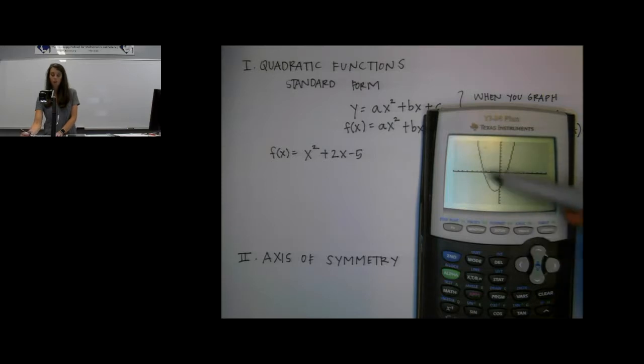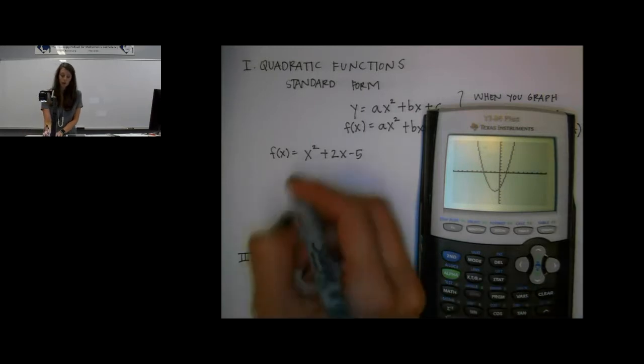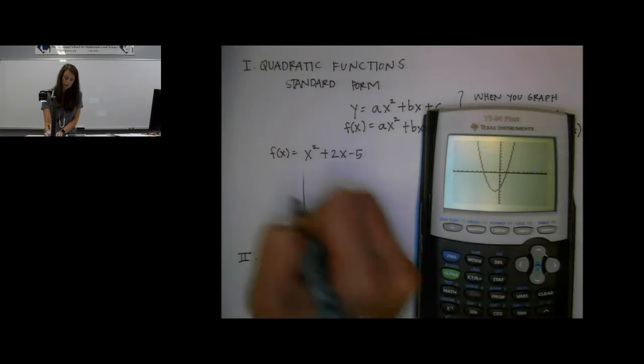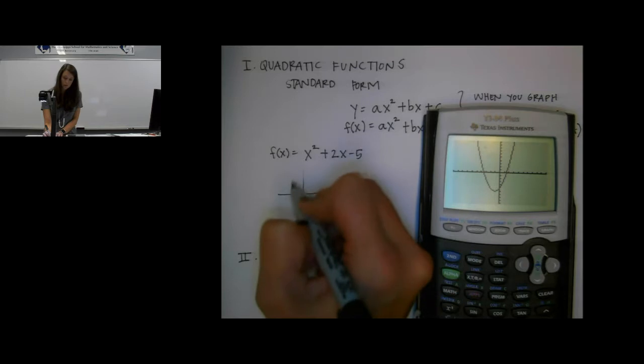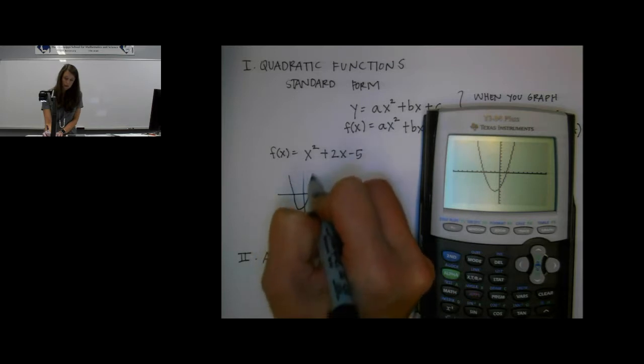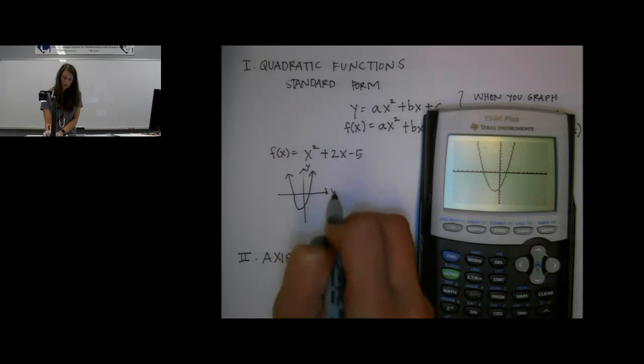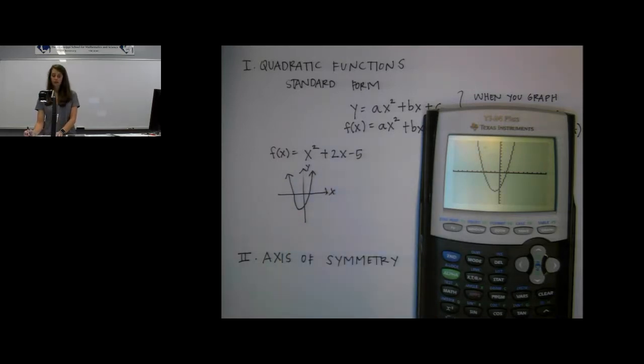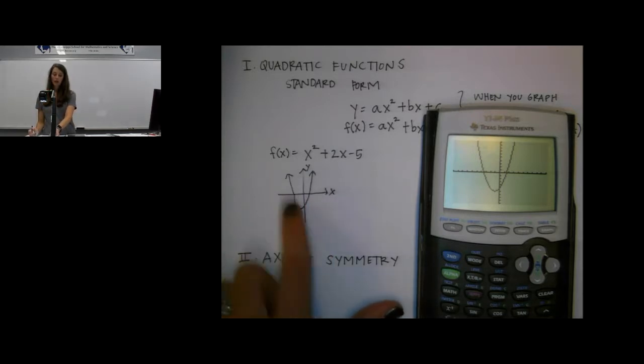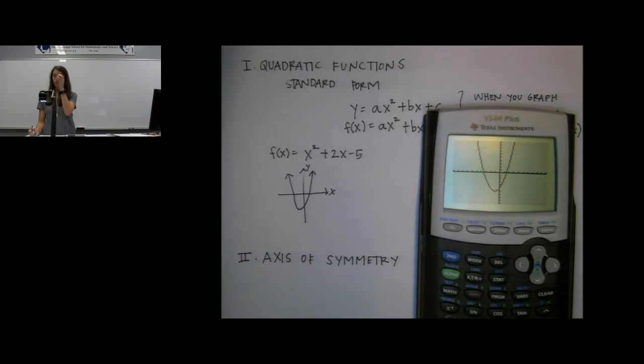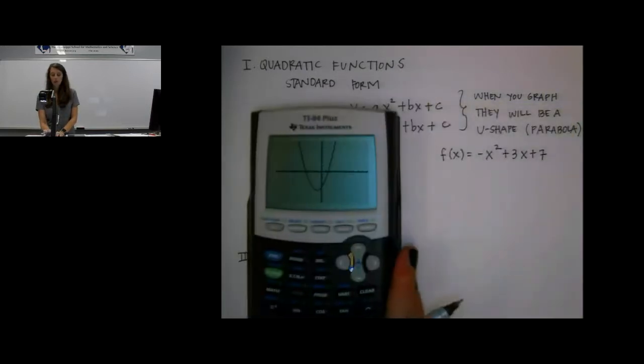All right, so it is a U-shaped graph. So I'm just going to go over here and lightly sketch it. It's going to look something like this. It's not beautiful, but now that you see it in a graphing calculator, maybe you can see it. So that is an upward U-shaped graph. Now let's go to this other one and graph it.